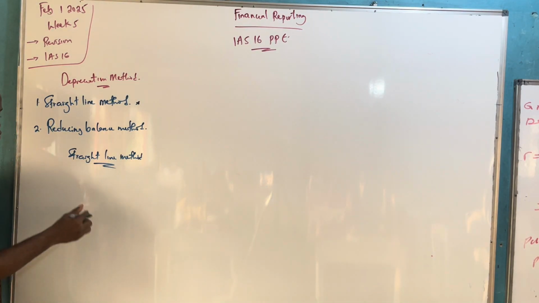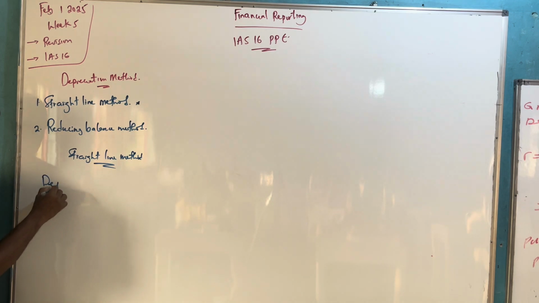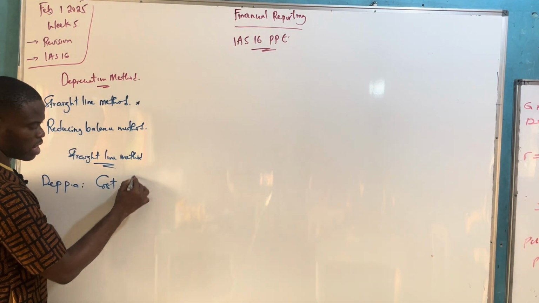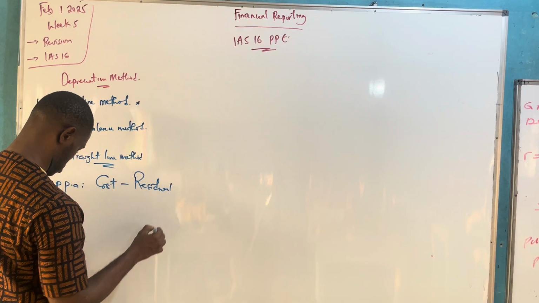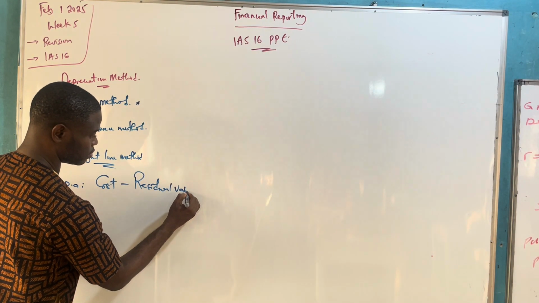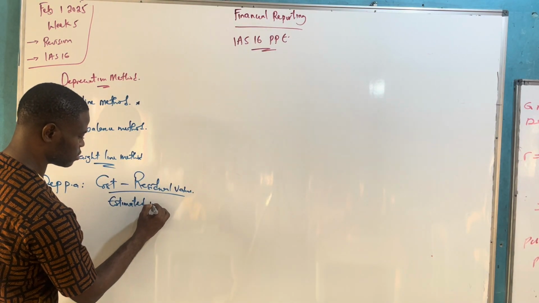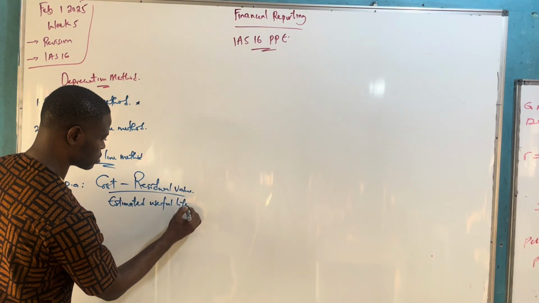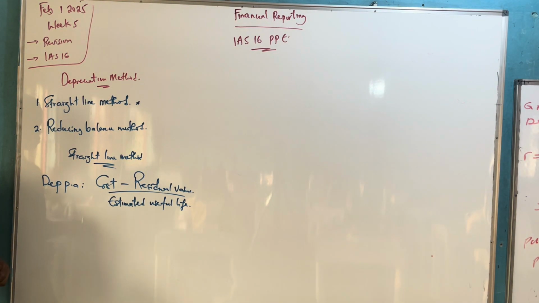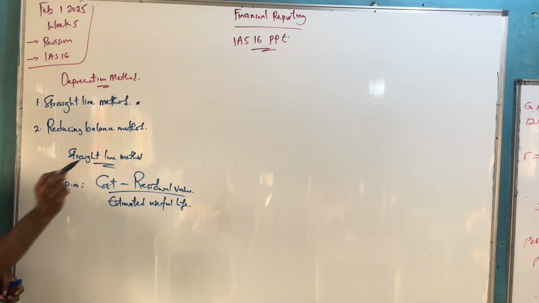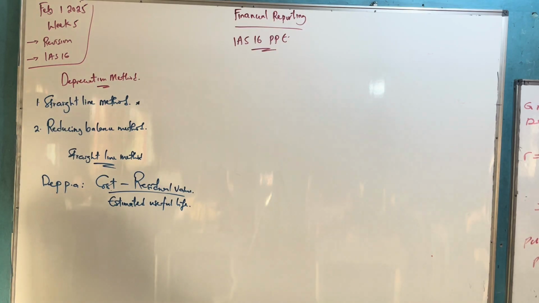So the way you achieve this for the straight line method, the way this gives you an equal amount of benefit every year, is that your depreciation per annum will be the cost minus the what? The residual value, all over the what? Estimated useful life. What is this cost minus residual value called? Depreciable amount. So when you divide it by the useful life, whatever you get is the depreciation every year.